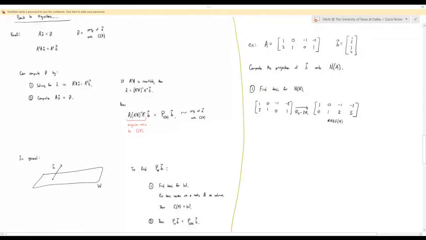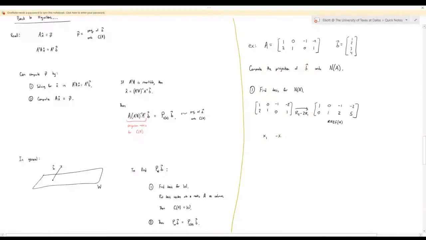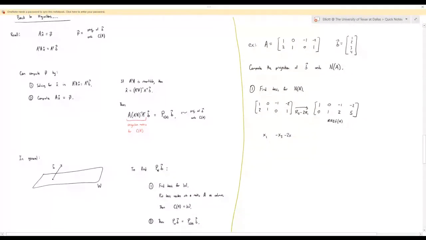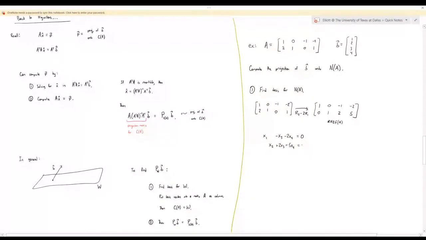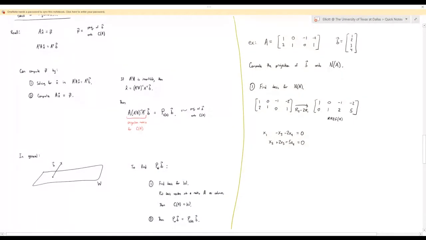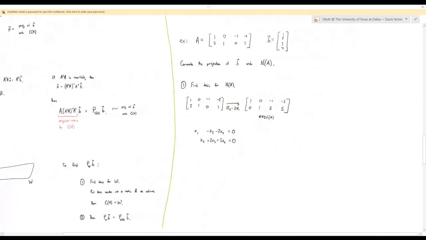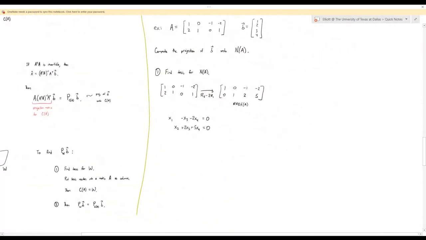And then I want to convert this into a system of equations. From the first row, we get the equation 1x1 minus x3 minus 2x4, and we set it equal to 0 when we're looking for the null space. The second row gives us x2 plus 2x3 plus 5x4, again equals 0 for null space. And you want to get your special solutions to get the basis for the null space.